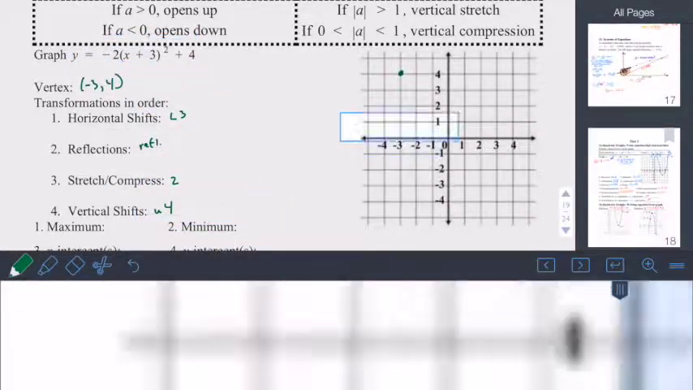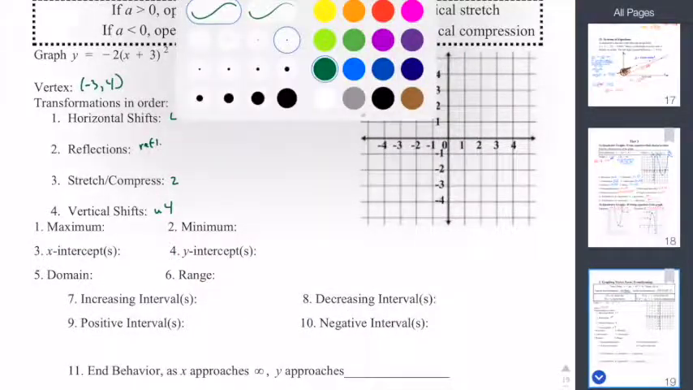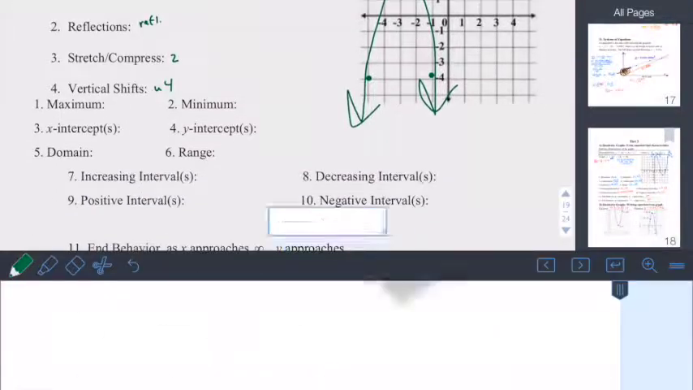Those are our transformations. So instead of going down by 1, we're going to go down by 2. So over 1, down 2, over 1, down 2. There's our symmetry. And then if we go over 2, we go down 8, right, instead of our usual 4. So there's our sketch. And now let's find all of our characteristics.